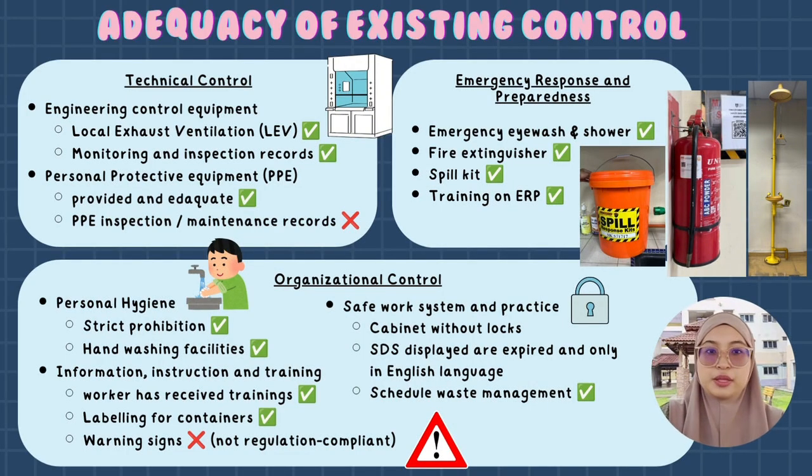Lastly, safe work system and practice. All chemicals are stored in a cabinet without lock, so as a recommendation, we suggest to install a lock for the cabinet to prevent any misuse of the chemical. At the location of chemical storage, a chemical register and SDS are displayed. However, some of the SDS displayed has exceeded the 5 years validity and is only available in English language. But according to the CLASS Regulation 2013, SDS should be available in national language and English language for a universal comprehension to prevent any misinterpretation.